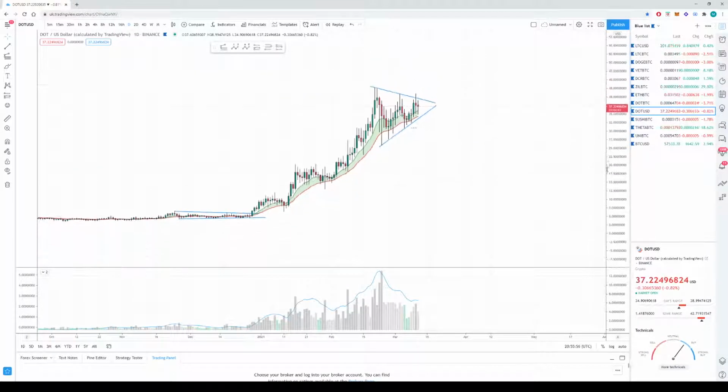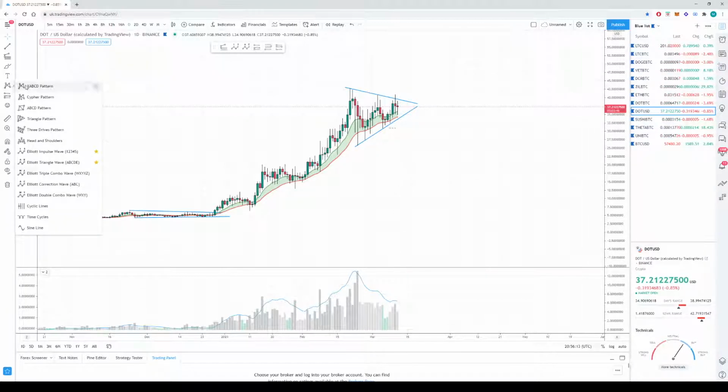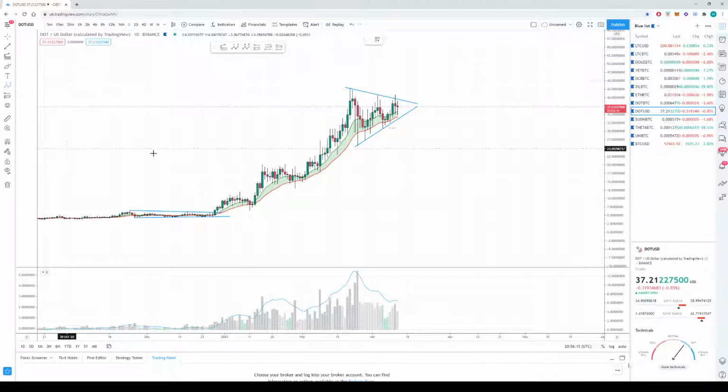However, if we look at DOT against USD, we still have this pennant. We had a penetration of the trend line yesterday, and today we just made a pin bar. Let me just quickly show you how these normally work out.